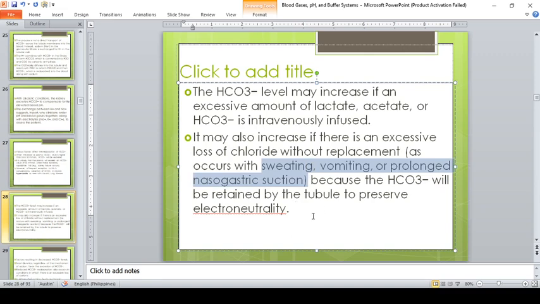because the bicarbonate will be retained by the tubule to preserve electroneutrality. Since this is also an anion, the anion chloride is eliminated, so to maintain electroneutrality the body retains the other anion, that is bicarbonate. So when there is increased loss of chloride, retention of bicarbonate will happen to maintain electroneutrality.